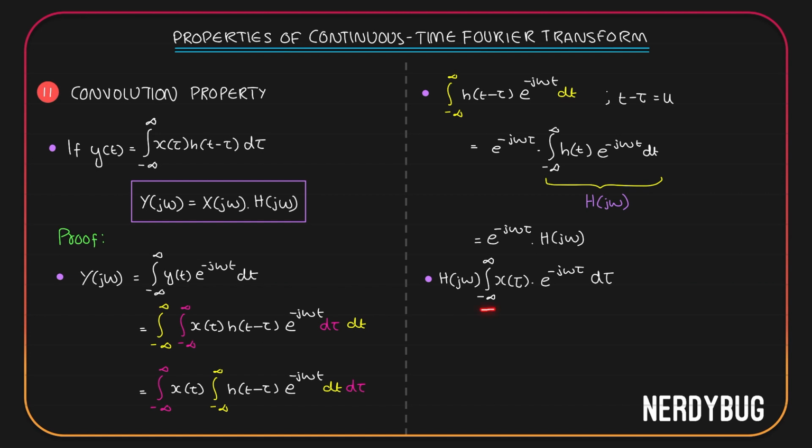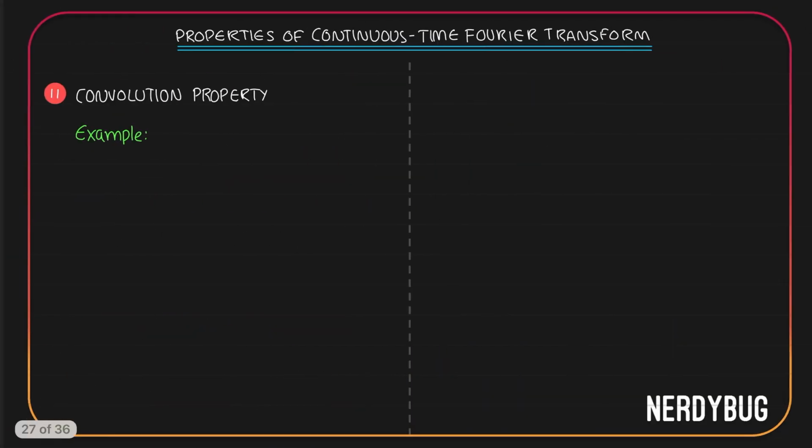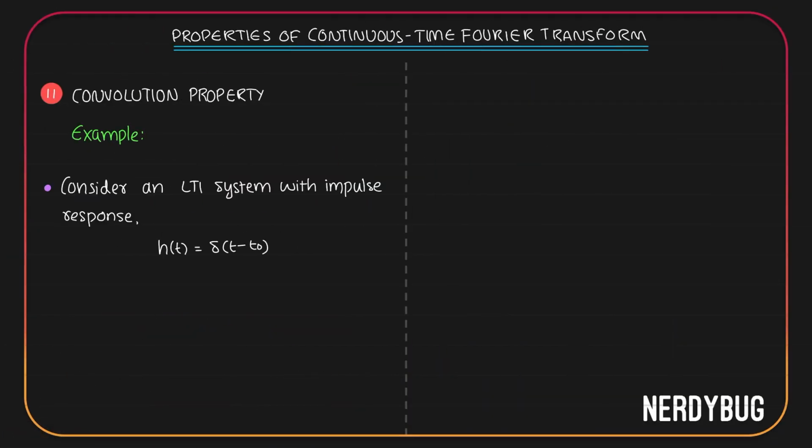Now here we have the integral from minus infinity to infinity of x of tau e raised to minus j omega tau d tau. We can call the variable tau t if you want. Now what we have over here is simply the Fourier transform of x of t, or x of j omega. So we can conclude that y of j omega is simply h of j omega multiplied by x of j omega. Let us take an example.